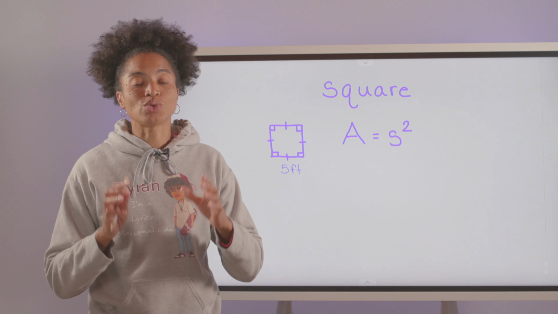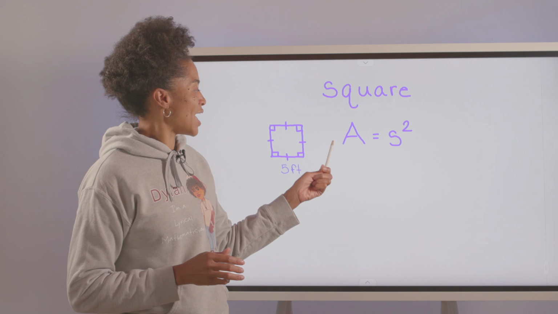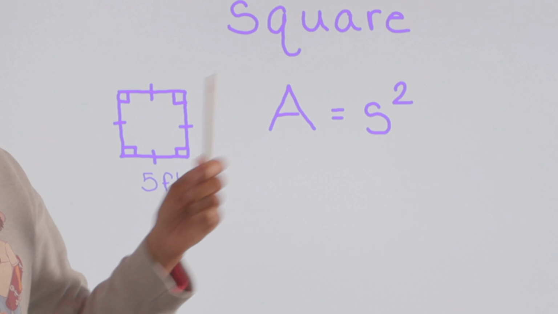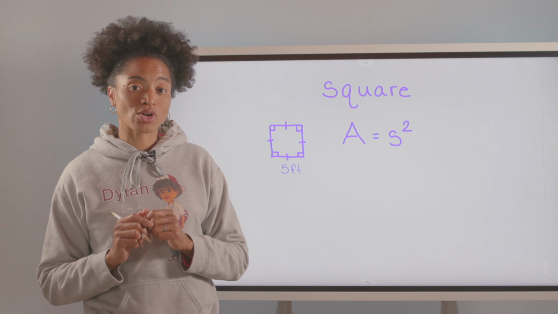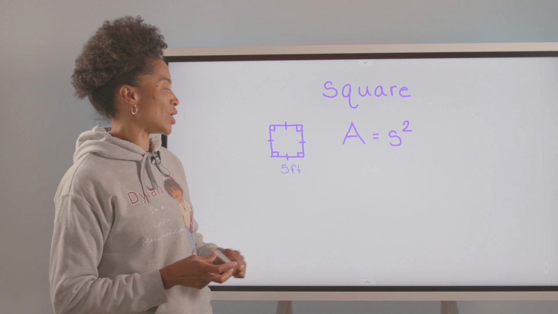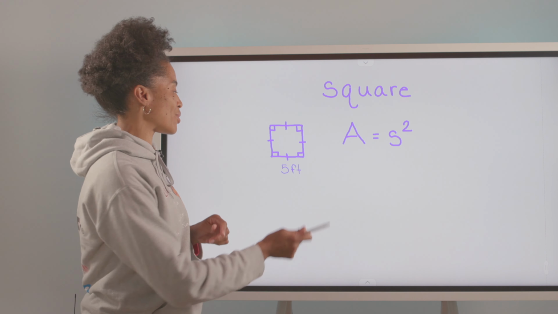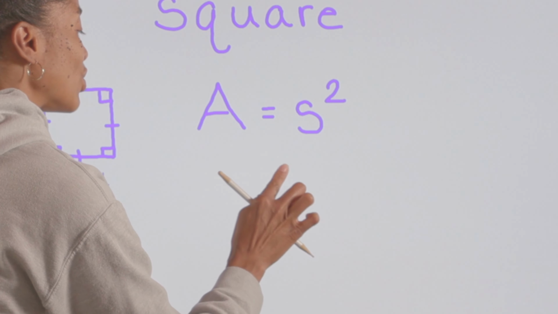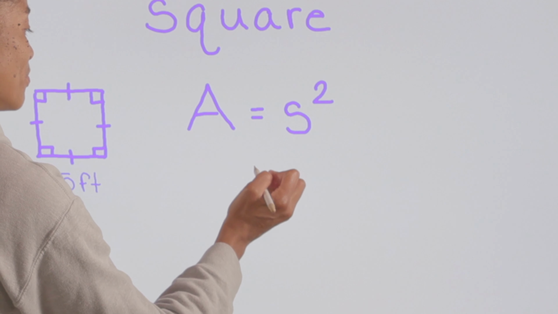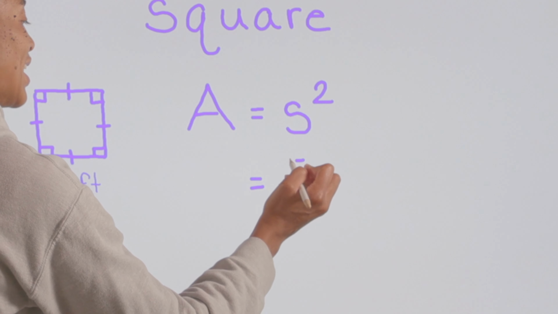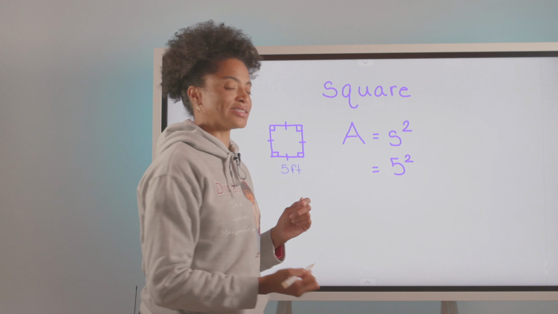So what we want to do is always start by writing our formula down. So we wrote down A equals S squared, and we want to identify the variable in the formula and replace it with a number. So we're replacing the variable S with the number 5. I'm going to set up here by lining up my equal signs. And instead of writing S, I'm writing 5. And then I'm going to square it exactly like I see here.